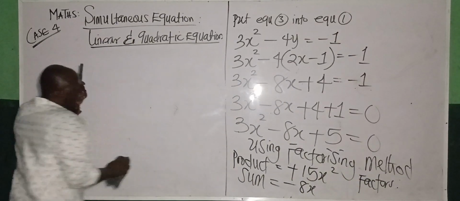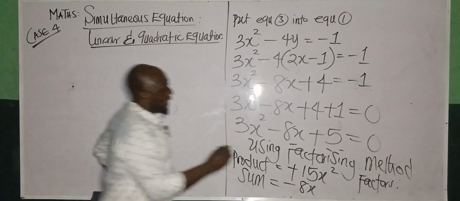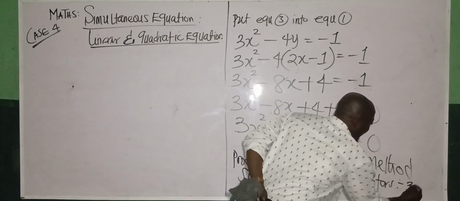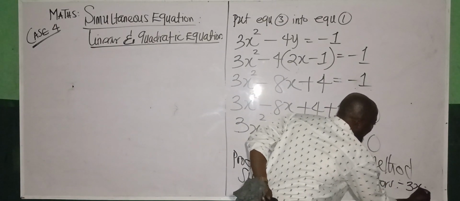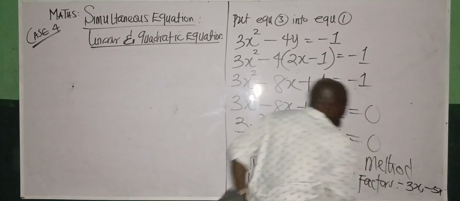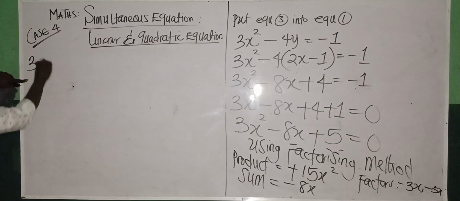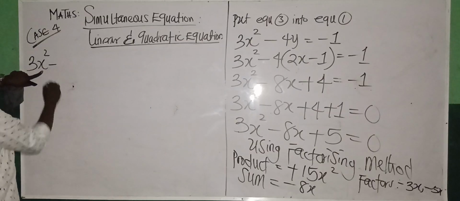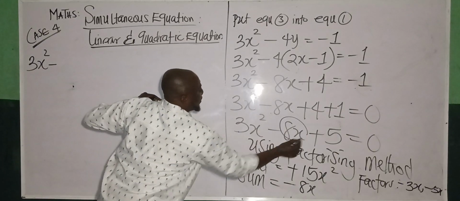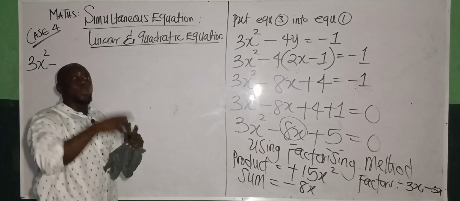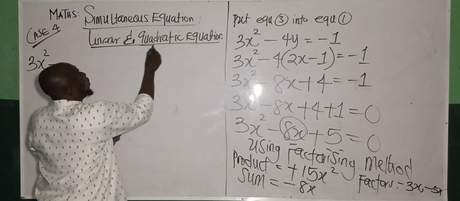Since I know the factors as minus 3x and minus 5x, I'll copy the first one out. So I'll have 3x squared. Then I will not put this 8x anymore, because I want to change this into a quadratic. Quadratic means 4.